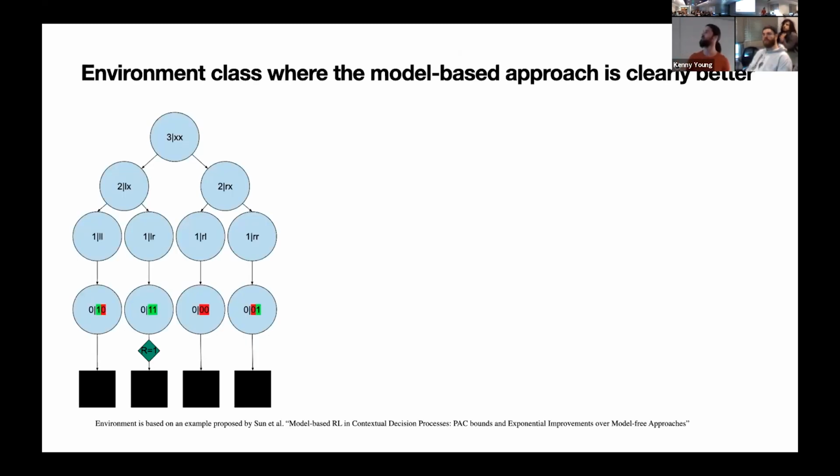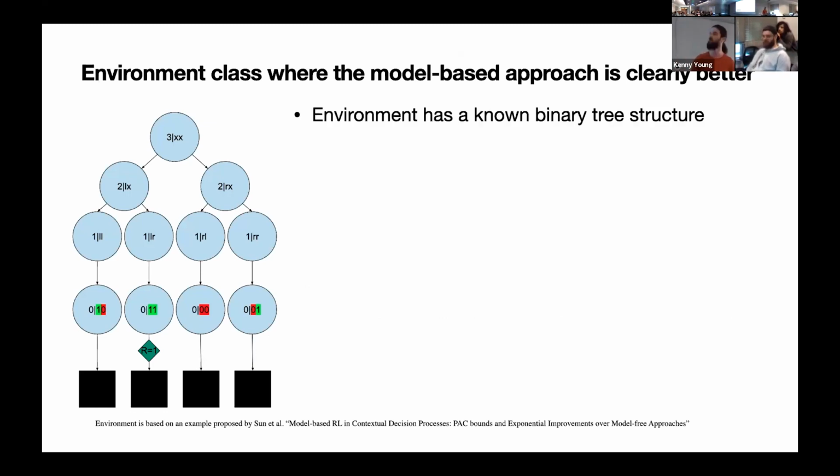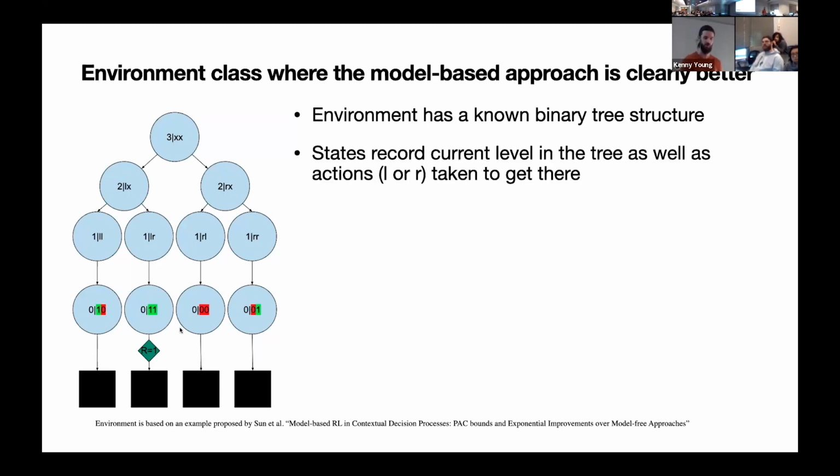Okay, so this is basically an example of an environment class where the model-based approach is clearly better in the sense I've described. So it results in a smaller set of possible optimal action value functions. Essentially the environment here has a known binary tree structure. So every class instance has this structure where it starts in the root node, and then at each node, it's going to select either the left or right action, which will take it to the next node down in the tree. And then it'll just eventually go to the bottom.